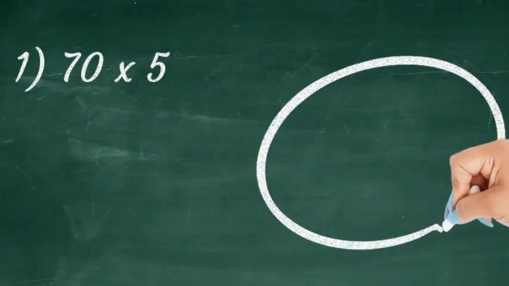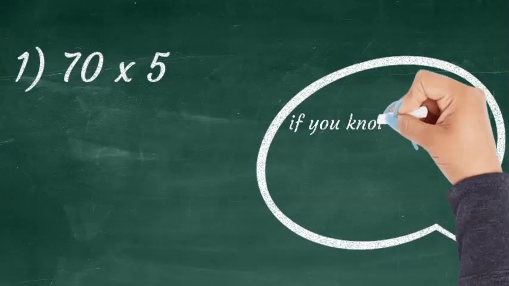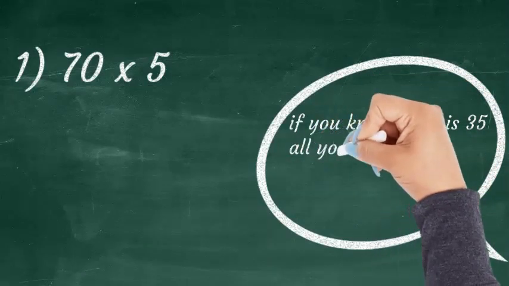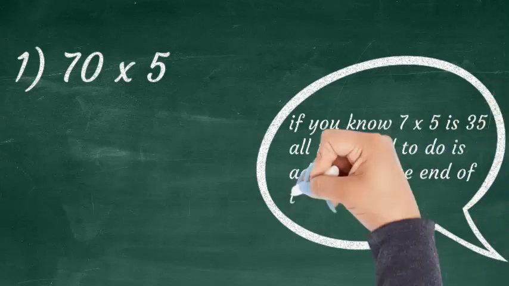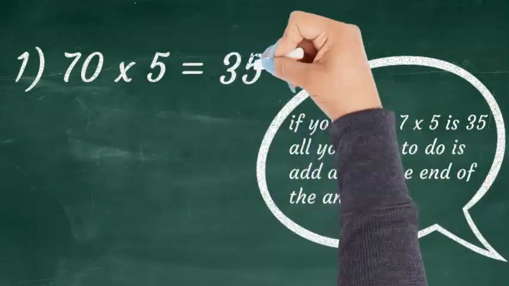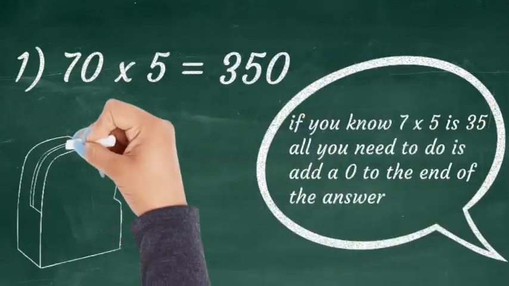70 times 5. If you know 7 times 5 is 35, all you need to do is add a 0 at the end and you get your answer. 350.